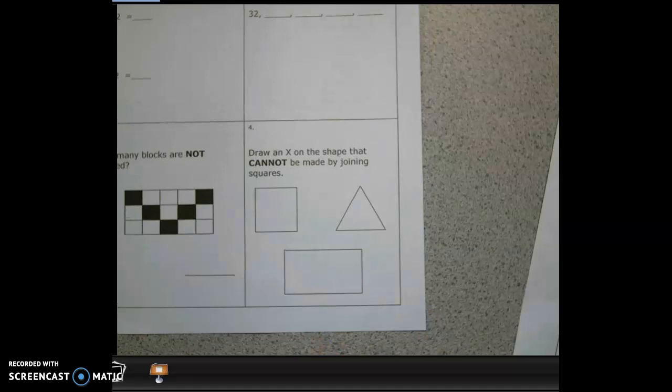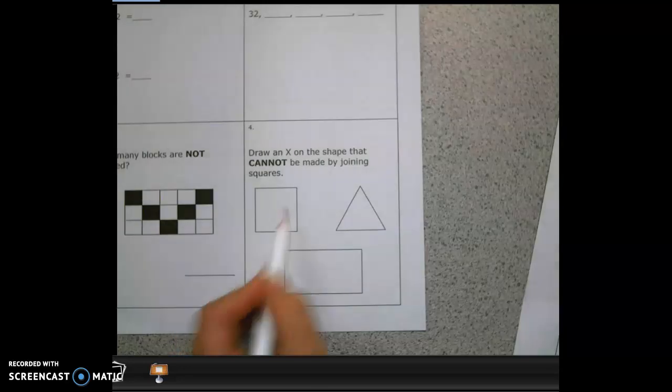Number 4, draw an X on the shape that cannot be made by joining squares. Boys and girls, when we see that word cannot, we know they are trying to trick us. Cannot means you're finding the wrong answer. So you're going to see which one of these cannot be made by joining squares.